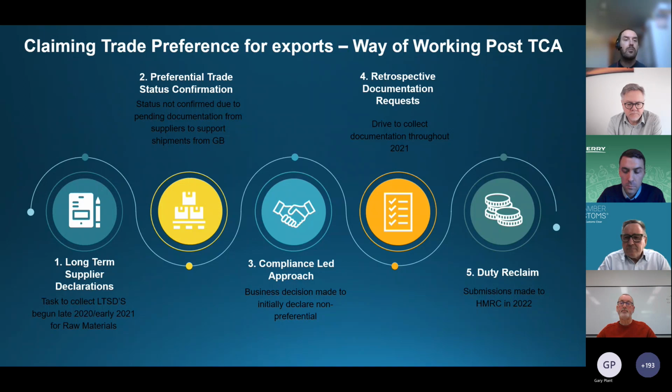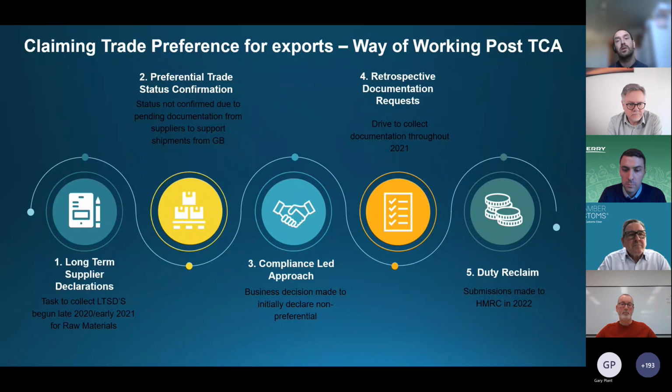And what that meant in practice is that we had to have kind of a mad scramble and a very big exercise, as detailed before, with procurement to actually get hold of all of the long-term supplier declarations and statements on invoices that we could, to ensure as soon as possible that we actually knew our products were preferential. So we commenced that late 2020, early 2021. So for a period of time across the year 2021, a certain amount of our products would have remained not preferential while we were pending document.